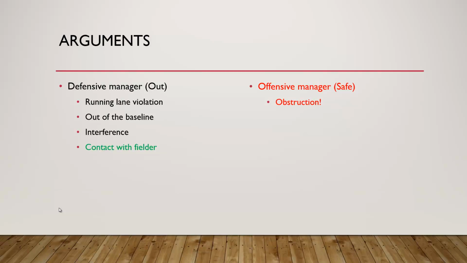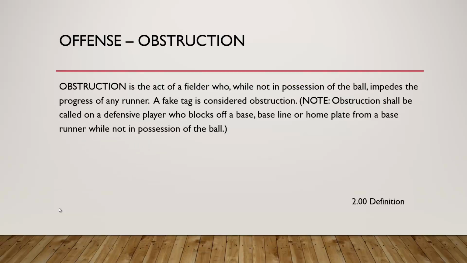Now let's take a look at what the offensive manager is going to scream about: obstruction. Looking at Rule 2.0, the definition of obstruction is the act of a fielder who, while not in possession of the ball, impedes the progress of any runner. A fake tag is considered obstruction. Let's take careful look at the note where it says, obstruction shall be called on a defensive player who blocks off a baseline, or home plate from a base runner while not in possession of the ball.